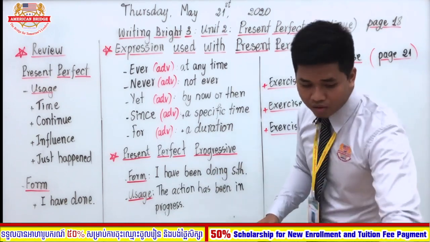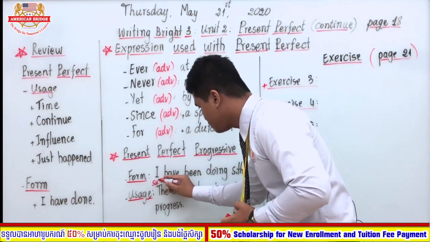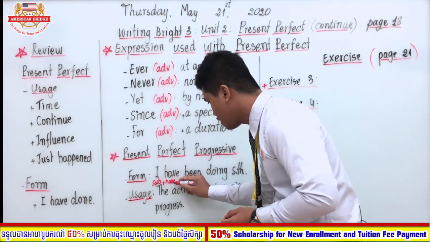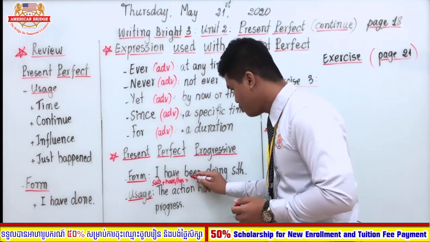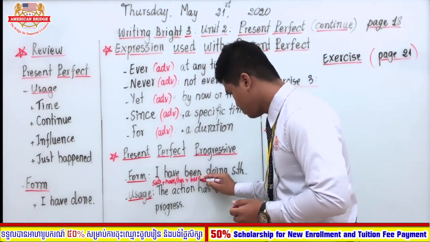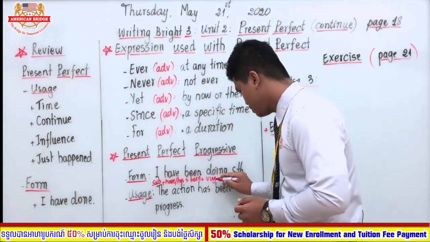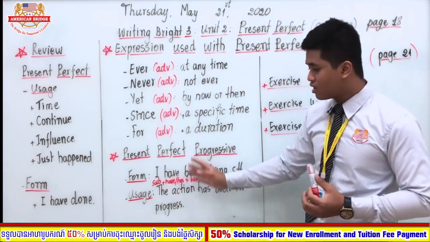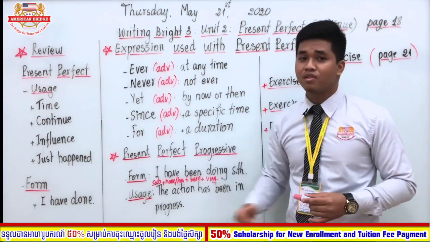So let me write down the form. We have subject plus have, or we can use has based on the subject, plus been plus verb ing. Okay, good. And I don't need to change this into negative or question because it is the same as the present perfect simple.